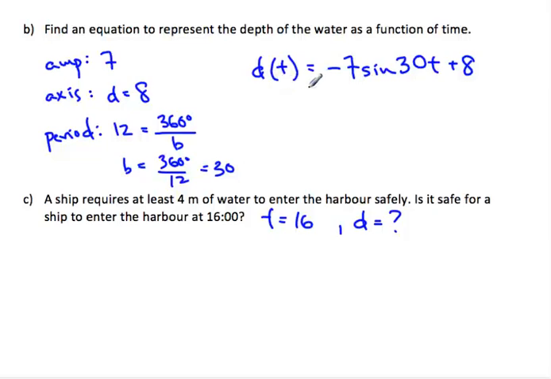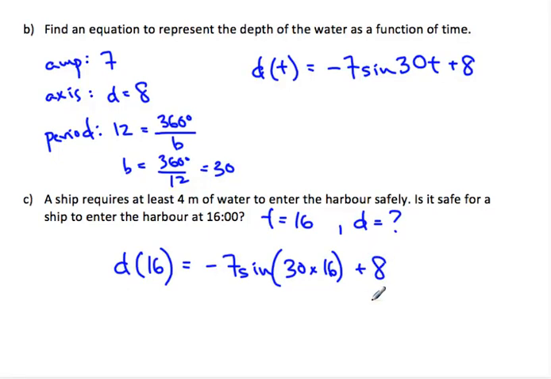Well, if d as a function of t is equal to this, we can just plug 16 in for time. So we're being asked, what is the depth at 1600 hours? And that's going to be equal to negative 7 sine 30 times 16 plus 8. Again, you can plug this all directly into your calculator. Make sure that your calculator is in degree mode, and you'll get that the depth is approximately equal to 1.9 meters. And that means if it needs 4 meters of water to enter safely and it's only got 1.9 meters, then no, it's not safe.